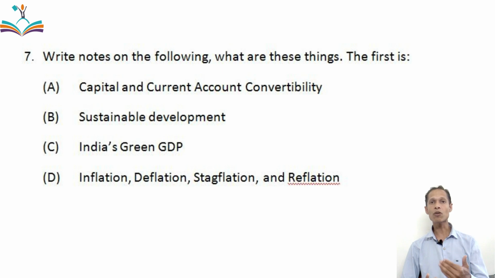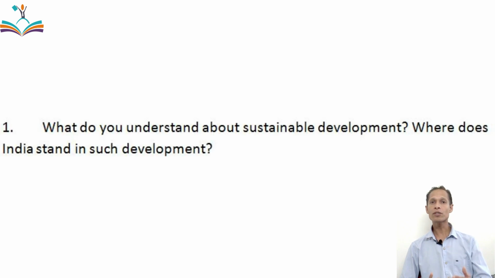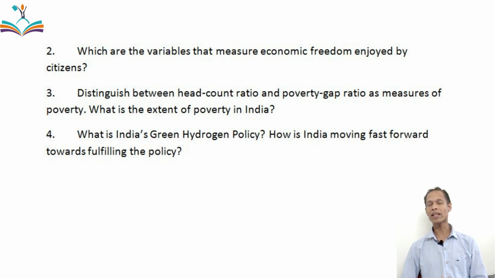Okay. Friend, let's now discuss some highly important short type questions for the ESI paper. Friend, the short type questions are to be answered in 400 words. The first question is, what do you understand about sustainable development? Where does India stand in such development? Okay. Friend, the next question is, which are the variables that measure economic freedom enjoyed by citizens of India? Okay. The third question is, distinguish between head count ratio and poverty gap ratio as measures of poverty. What is the extent of poverty in India?